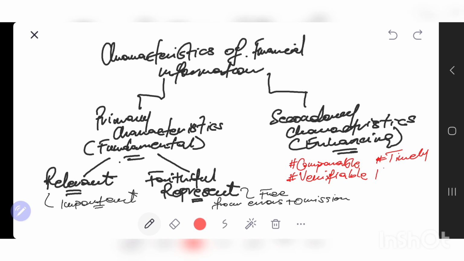And then that information must be understandable. People who have a background in accounting, people who have a commerce background, have to be able to understand the information. So these are the characteristics that financial information must have, so that it is useful to existing and potential investors, lenders, and other creditors.